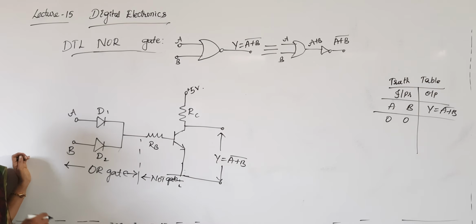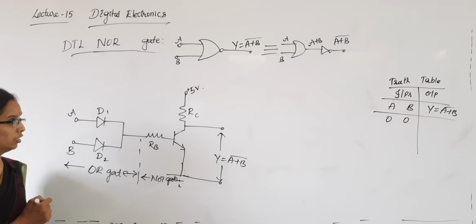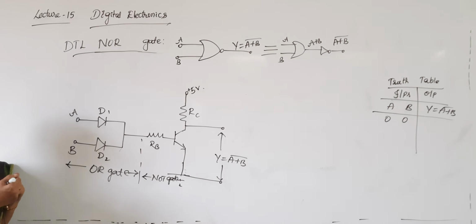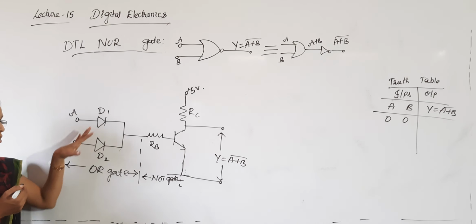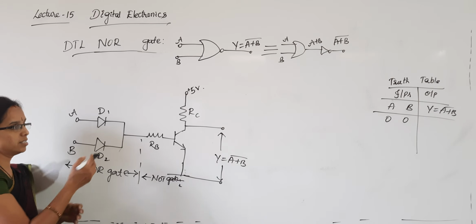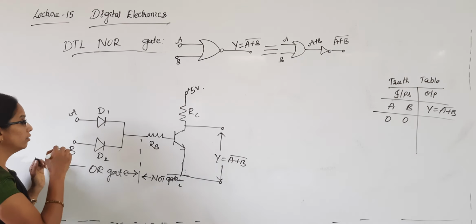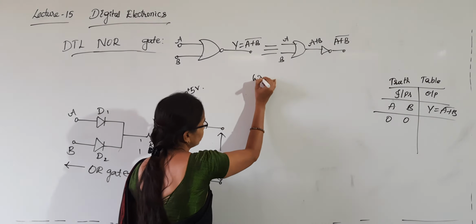Okay, so here we will analyze the circuit first, and then in the circuit explanation you can write that we are using 2 diodes D1 and D2, a transistor, and resistors RC and RB. Now the working.